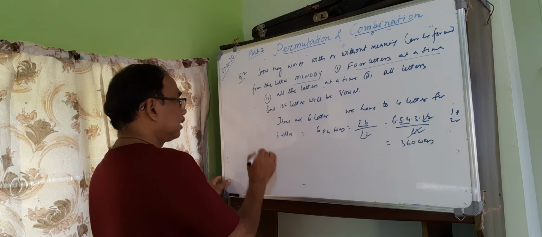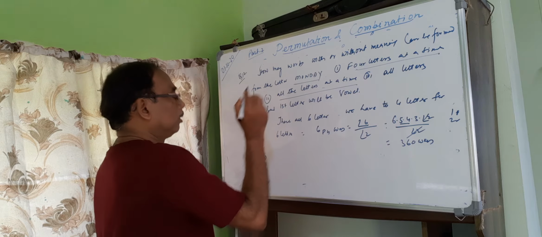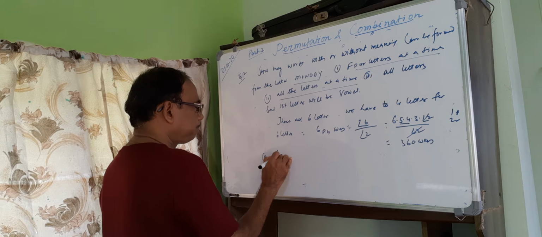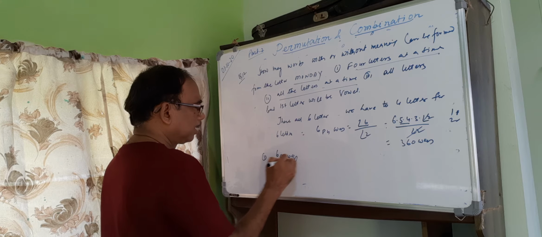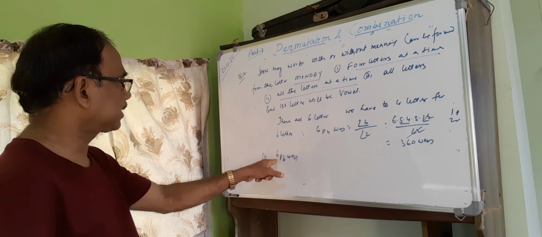Number 2, all the letters at a time, taking all the 6 letters. 6P6 ways. That is from 6 letters, taking 6 letters. That is factorial 6, that is 720 ways.